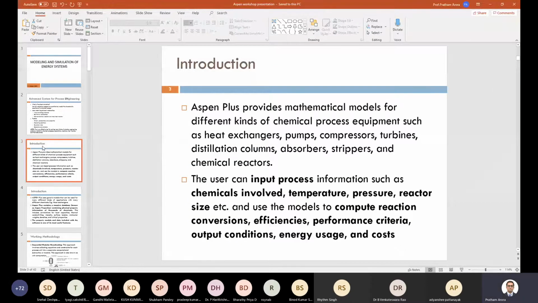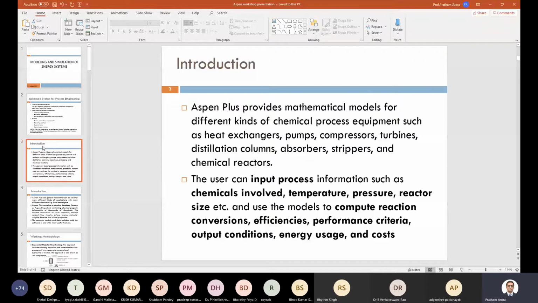Okay, so what does Aspen provide us? It provides us ready-made modules for different chemical process equipment, such as heat exchangers, pumps, compressors, turbines, distillation columns, absorbers, strippers, and chemical reactors. Many of them are very important for designing an energy system. They are much more important when we are dealing with bioenergy systems, because they would necessarily involve turbines or engines if we are dealing with electricity production.